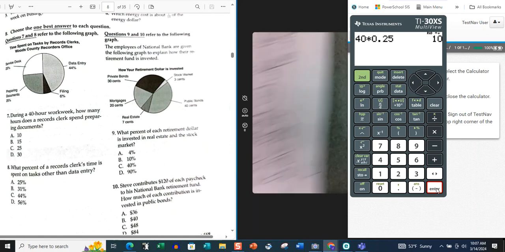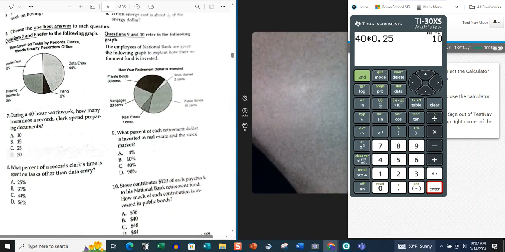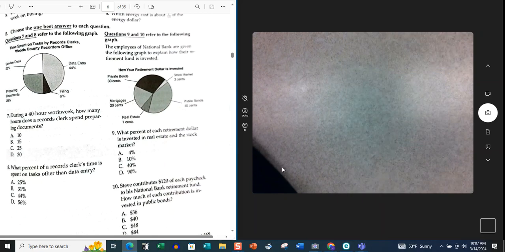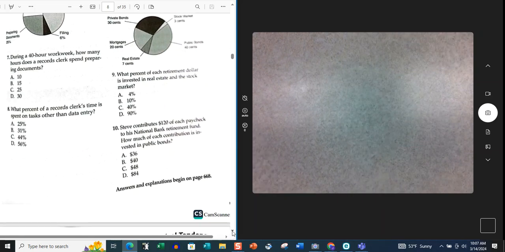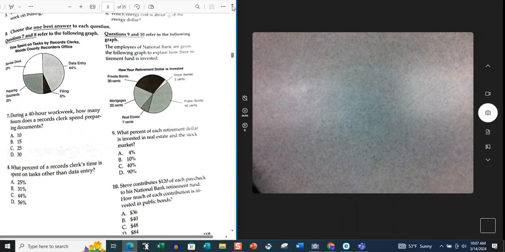All right, so that took care of problem number 7. Now we go to problem number 8. It says, what percent of records clerk time is spent on tasks other than data entry? So now we want to know the percentage that everything else takes up aside from data entry. So first, let's find data entry. Data entry is 44%. Now, if you add all these percentages up, it's supposed to equal 100%, because 100% is all the time that you give, unless you get overtime.